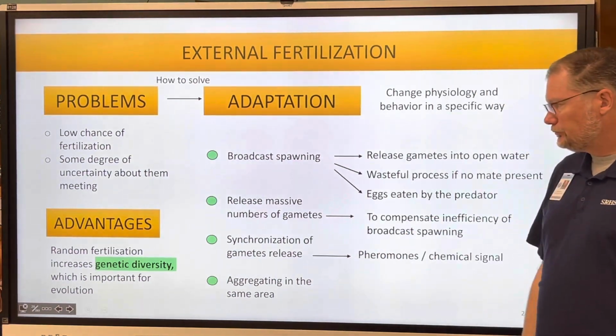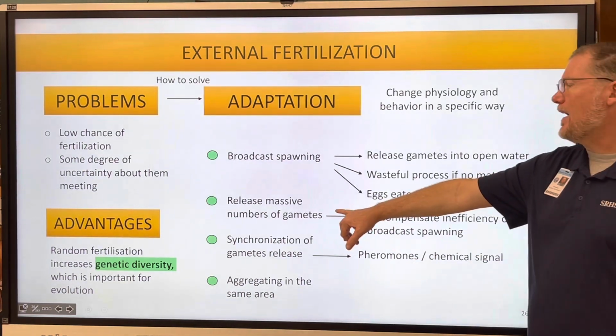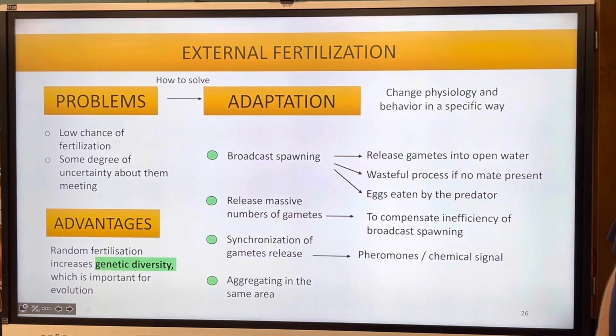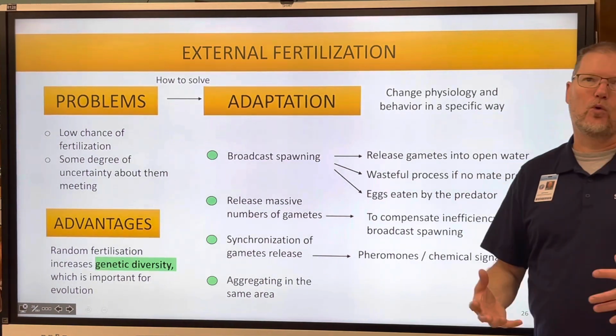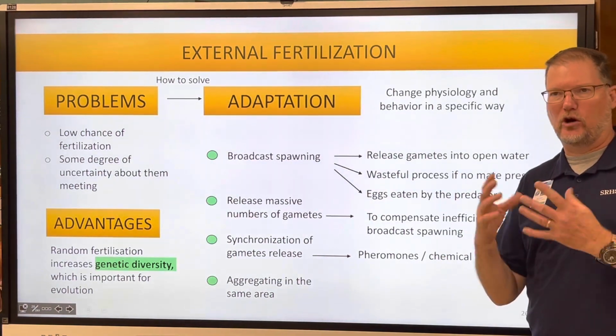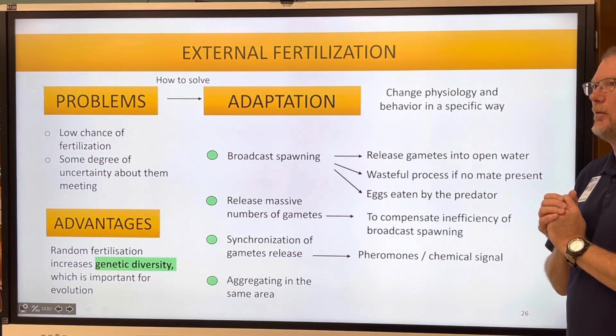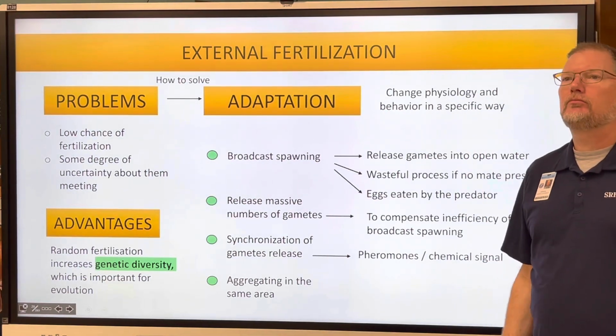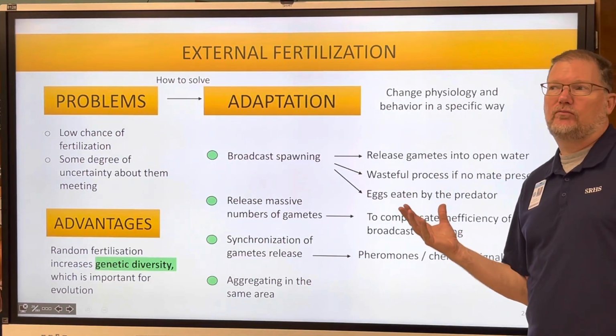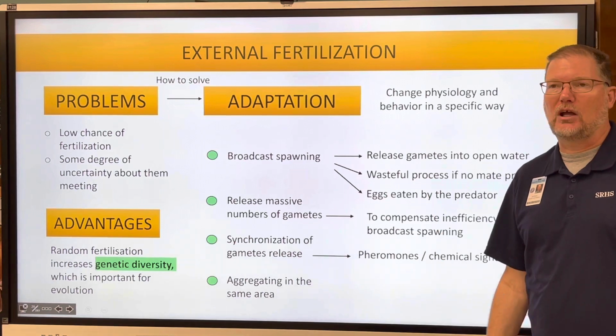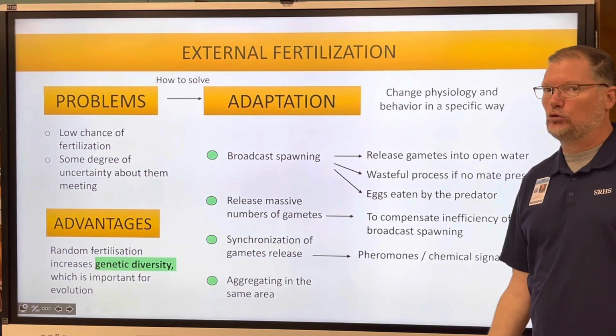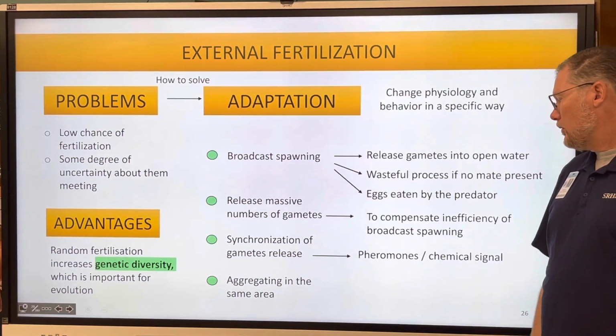So, they release massive numbers of gametes, and that compensates for the inefficiency of the broadcast spawning. They've got millions and millions of them. Even if 5% got fertilized, that would be a very large amount.